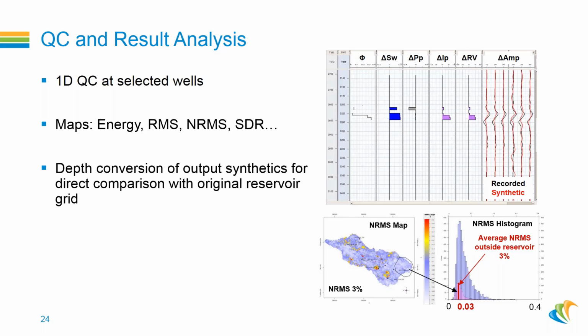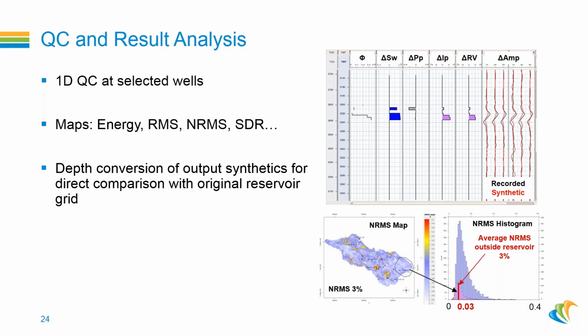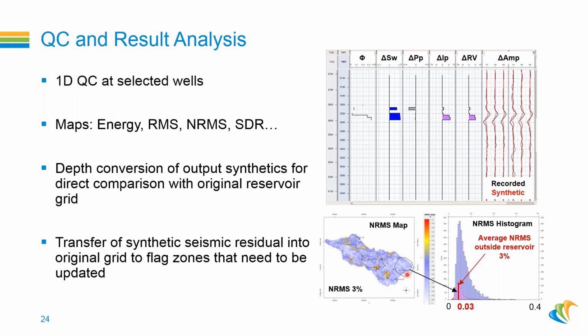We can also do depth conversion of output synthetics for direct comparison with the original reservoir grid. And as I mentioned, we can transfer the synthetic seismic residual into the original grid to flag the zones that need to be updated. So we identify some zones that are not following this background, so we can flag those zones and go back to the reservoir model and maybe do some enhancement there, check different parameters there.